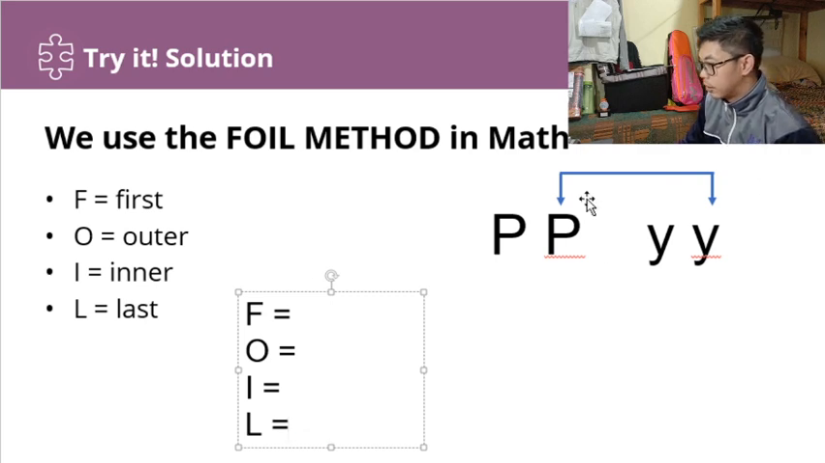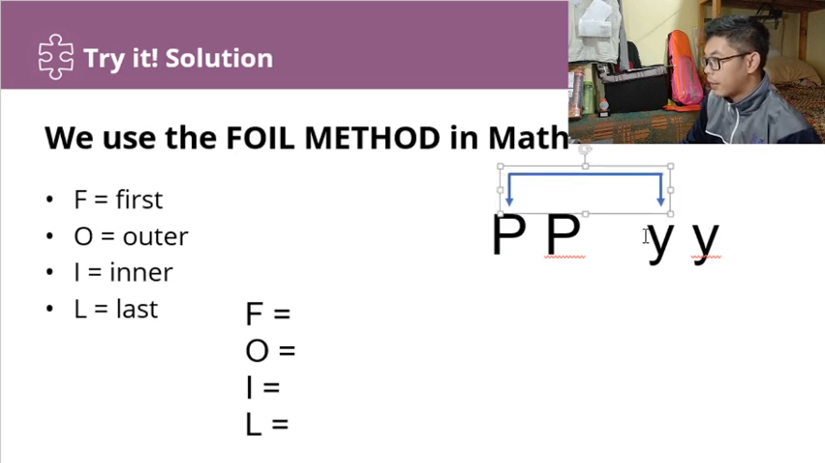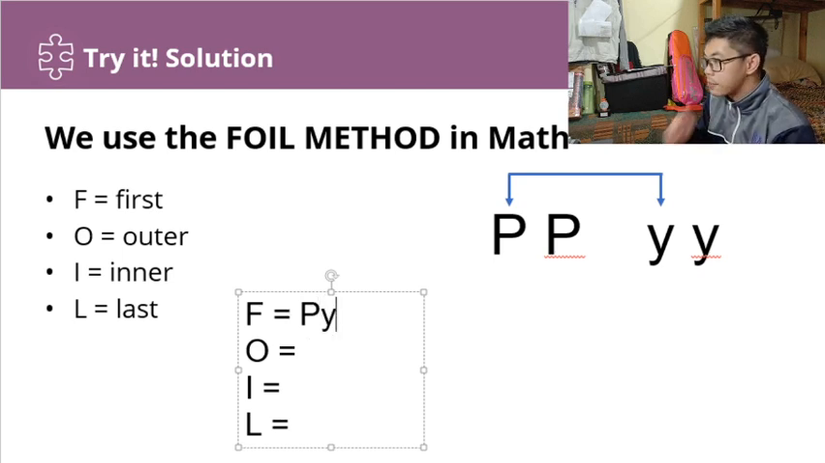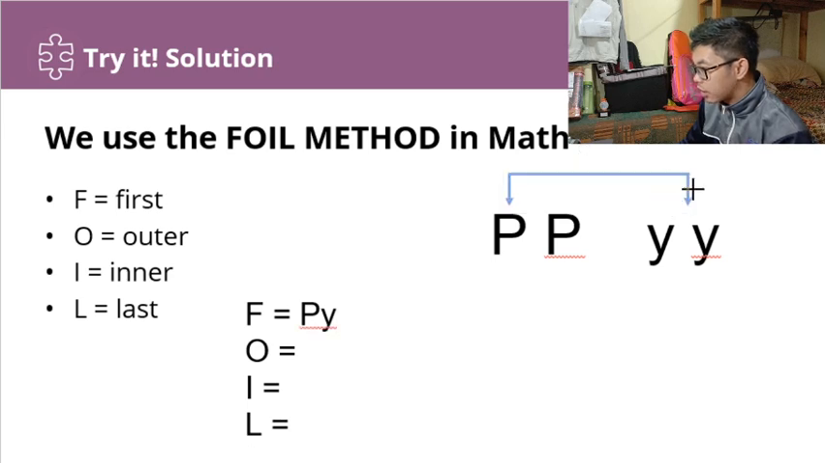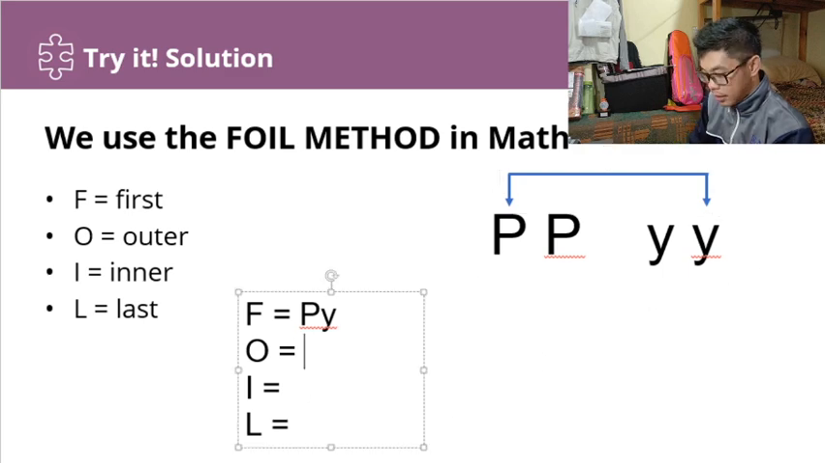Alright, so, let's go first with what you call your first, no? So, ito muna si first. Alright, yan, si first. So, we have a capital P and small y. Capital P and small y. Tapos, anong outer? So, outer, let's just extend this one. So, ito at saka itong nasa dulo, pinakauna at pinakadulo, we have your capital P and small y again.